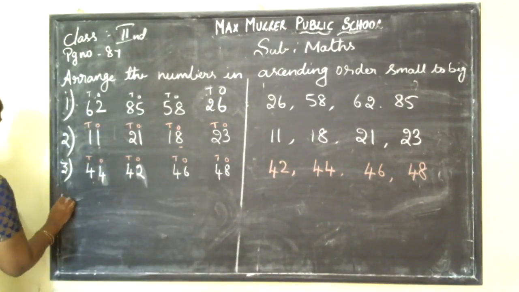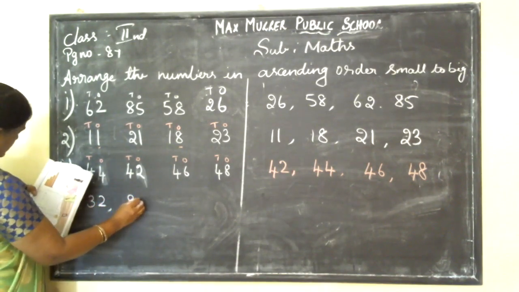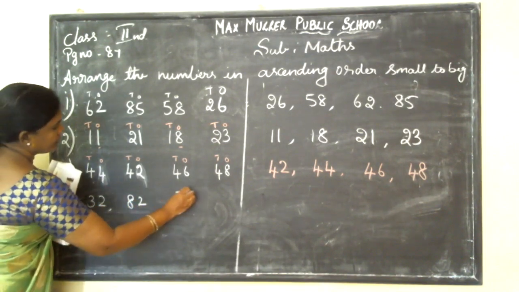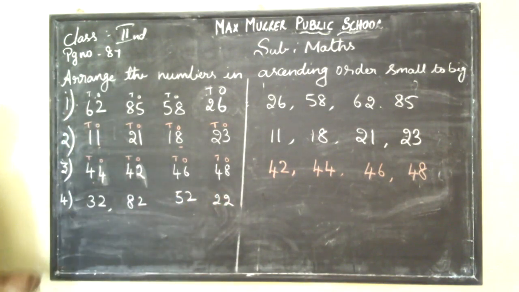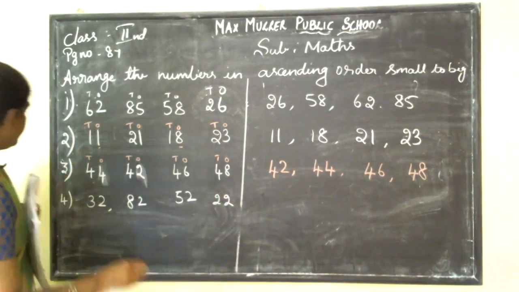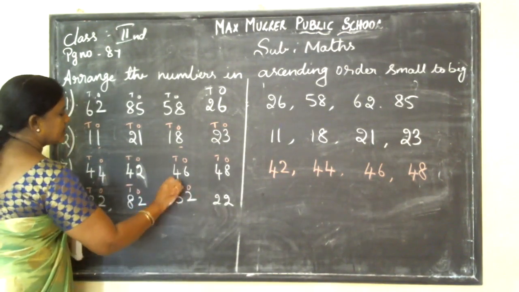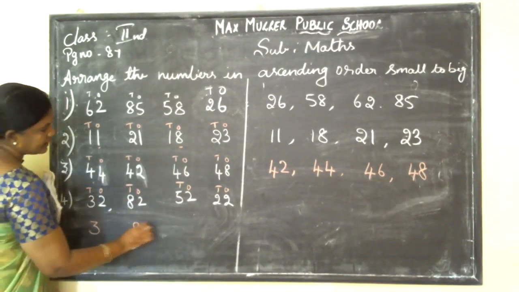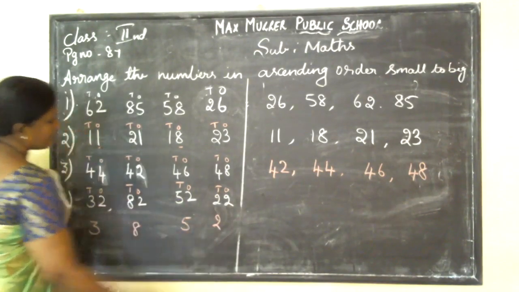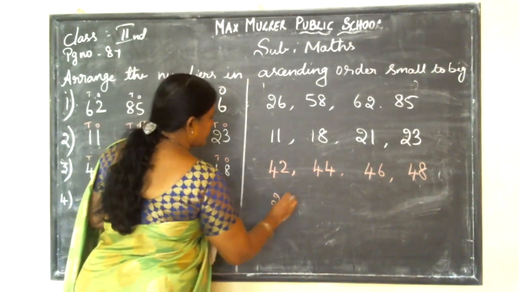Fourth one: 32, 80, 2, 52, 22. Here ones, tens, ones, tens, ones, tens, ones, tens. See here, tens place 3 is here, 8, 5, 2. Which one is the small number here? 2. 2 is the small number, so you will write this number 22.